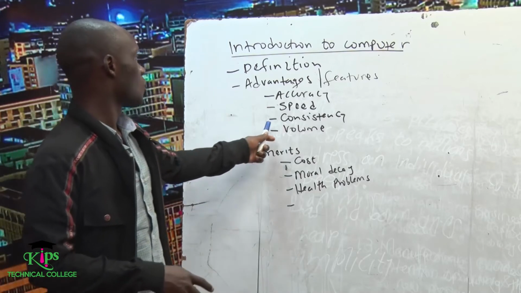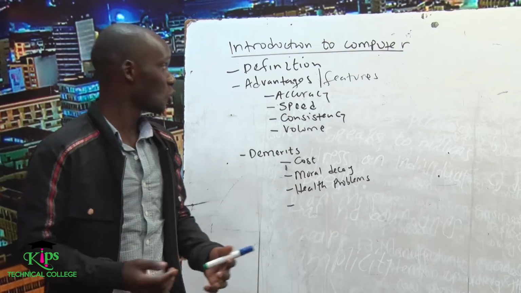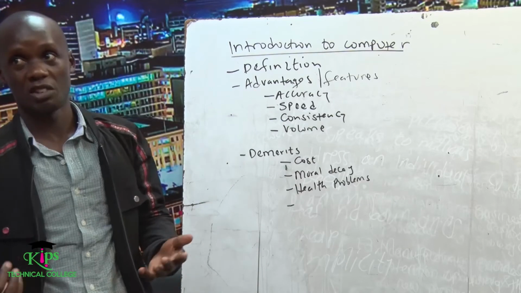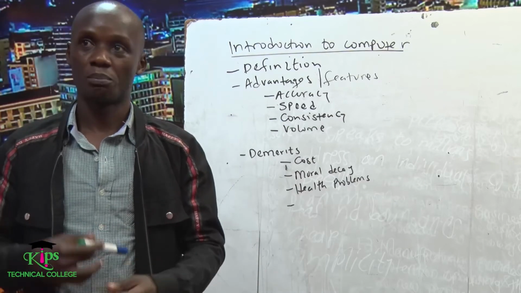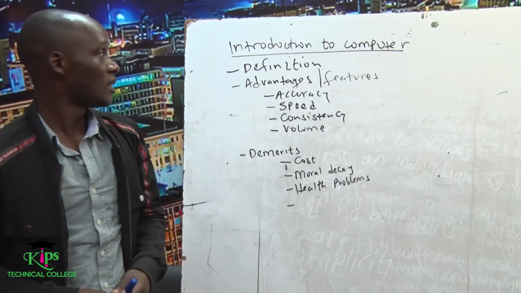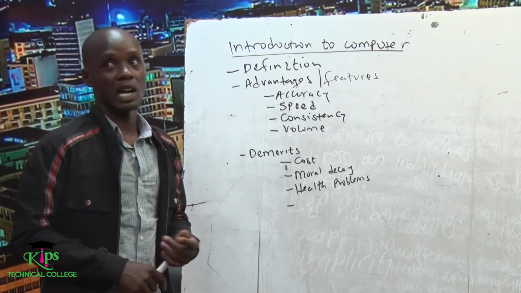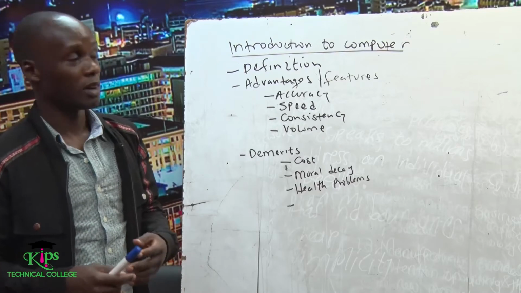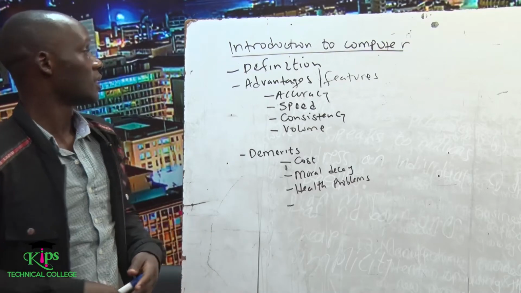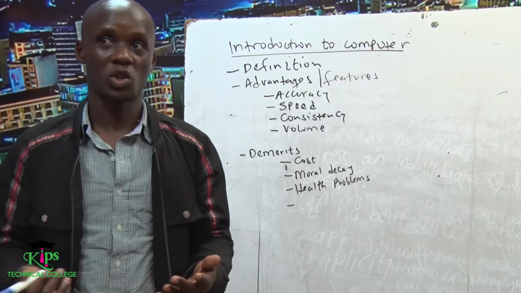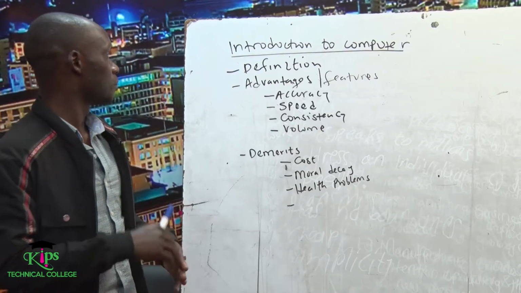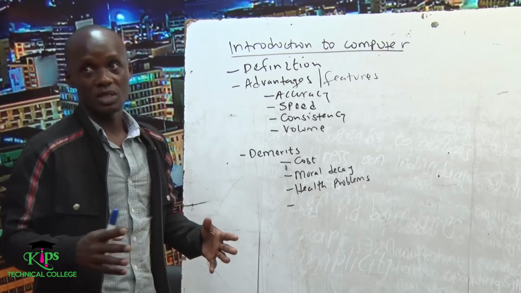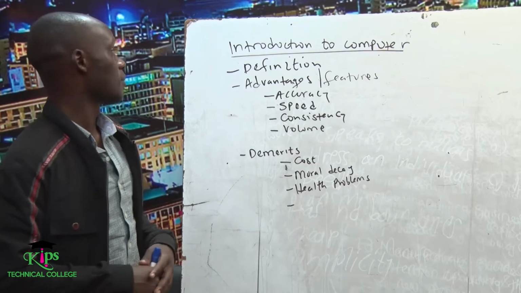Then number three is what we call consistency. Whenever we are using our computer to perform a given operation, if we want to repeat that operation several times, the computer will always give out the correct outcome, as compared to a human being, whereby you can reach a time when you get tired and give out a wrong outcome. But a computer will repeat a given operation several times and still give you the same outcome.